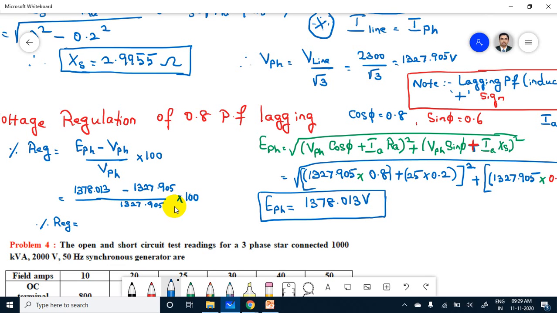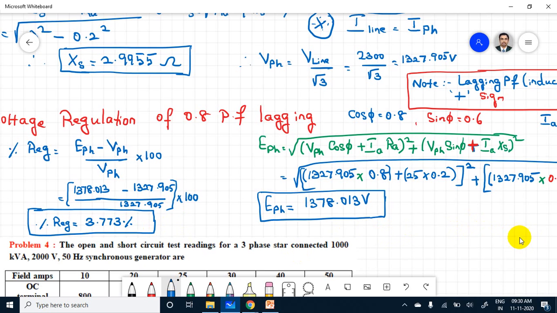What's the answer? Please give me the reply. Students? Percentage regulation. So 3.773 percentage. Please put this percentage symbol because the voltage regulation should always be represented in percentage. I understand? This is subdivision 1 as per your problem.